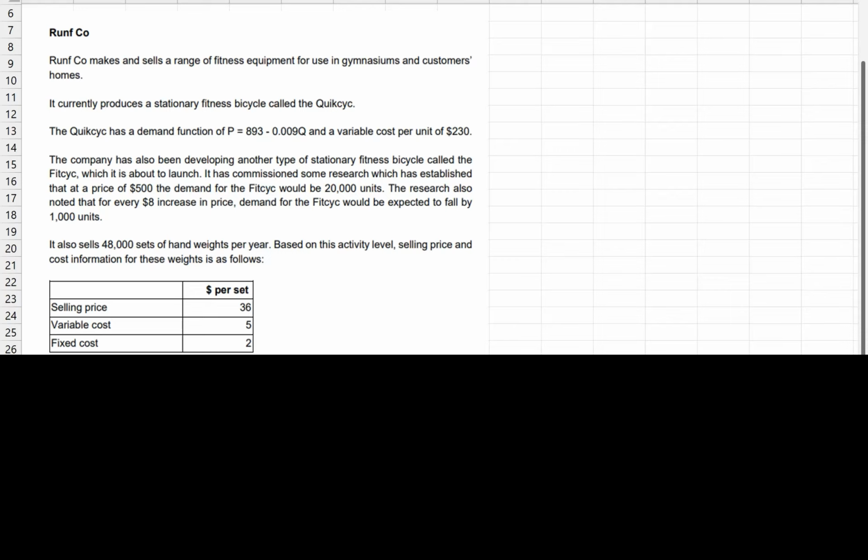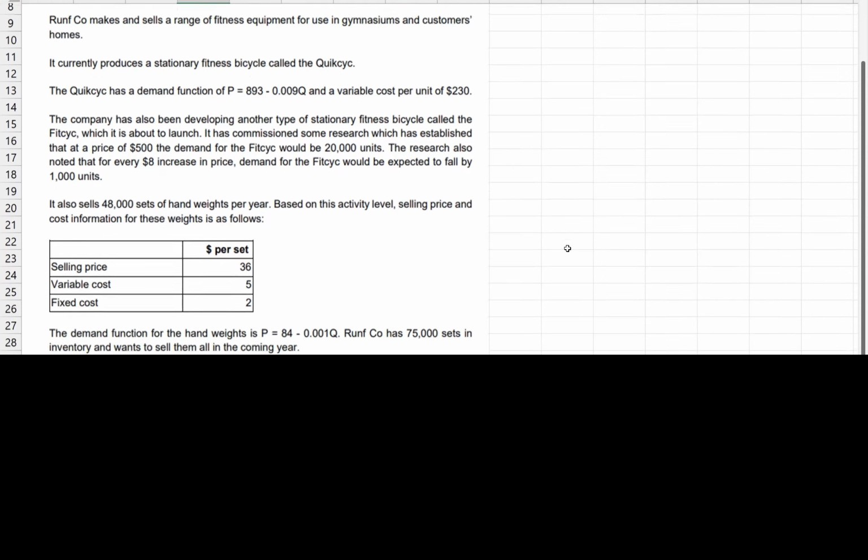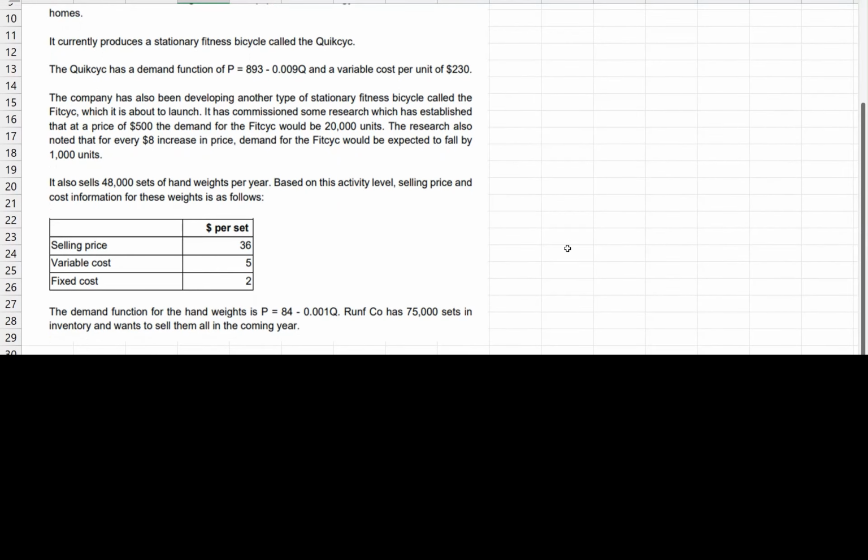It also sells 48,000 unit sets of hand weights per year. Based on this activity level, the selling price and the cost information is as follows. The demand function for the hand weights is P equal to 84 minus 0.001Q, and Runff has 75,000 sets in inventory and wants to sell them in the coming year.